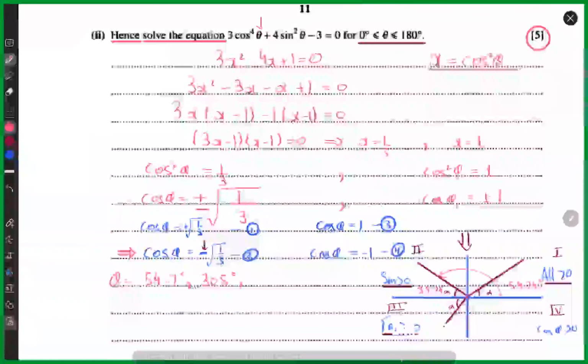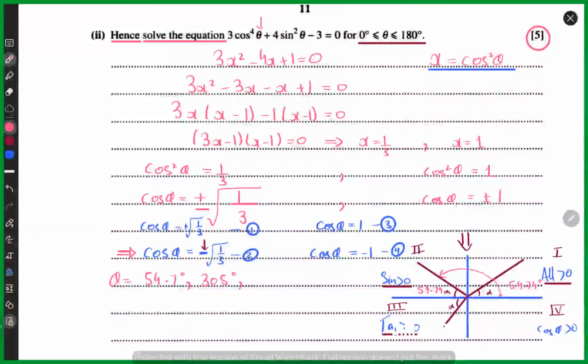54.74. The sum of angles on a straight line is 180, so I'll do 180 minus 54.74. Very good, that's perfect. This is going to give you 125.3 degrees, and let's write it down this way.